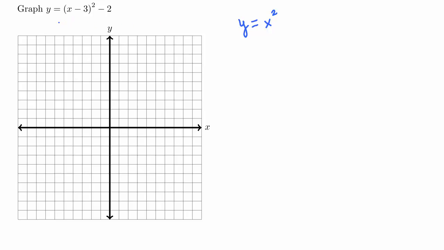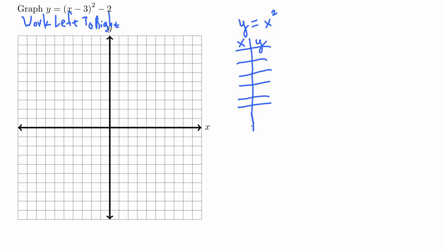Now, when you're graphing these, I want you to work left to right. Okay. Now, what I want to do is first do the parent function's table. I have an x and a y, and then I need all the values that go with it. So -3, -2, -1, 0, 1, 2, and 3, with 9, 4, 1, 0, 1, 4, 9.